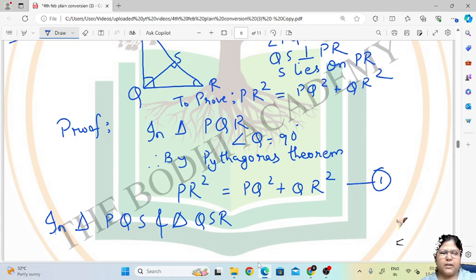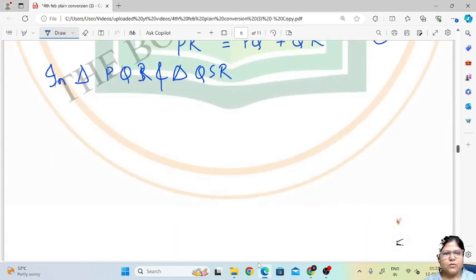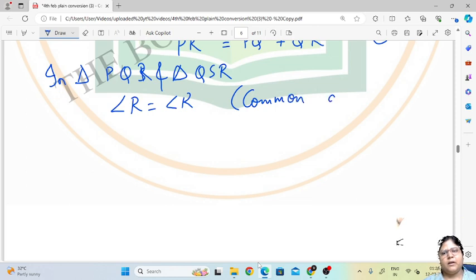Okay, one triangle I'll take as PQR and another triangle QSR. So if you see PQR and QSR, you have angle R common. So what we can write? Angle R equals to angle R. In the bracket we can write it as common angle.